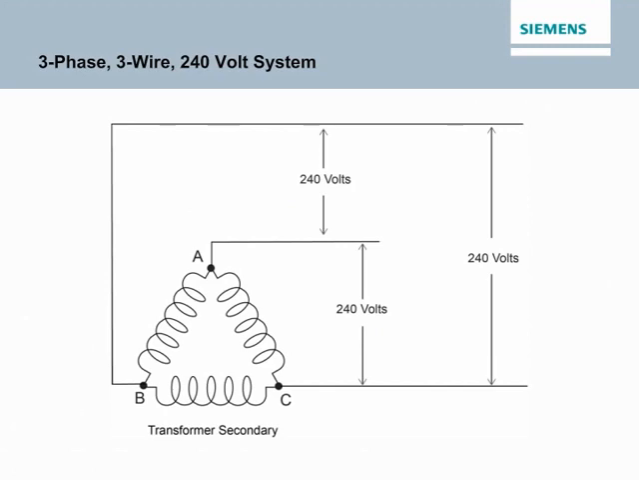Load centers can also be used in commercial applications that may require 3-phase power. 2 of the more common approaches for providing 3-phase power in these applications are a 3-phase 3-wire 240 volt system and a 3-phase 4-wire 208/120 volt system. The accompanying illustration shows the utility transformer secondary windings for a 3-phase 3-wire 240 volt system. This system uses a delta transformer configuration with each phase providing 240 volts.